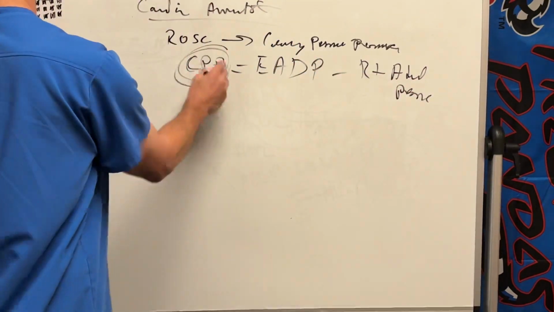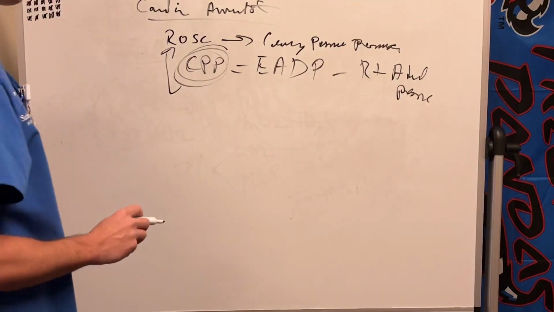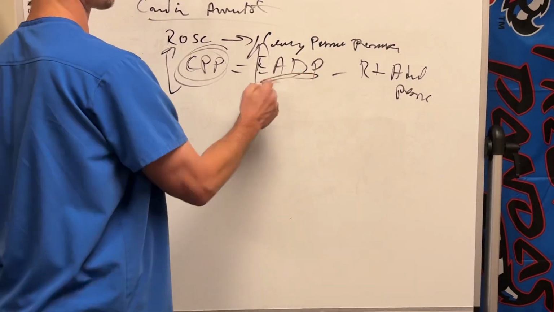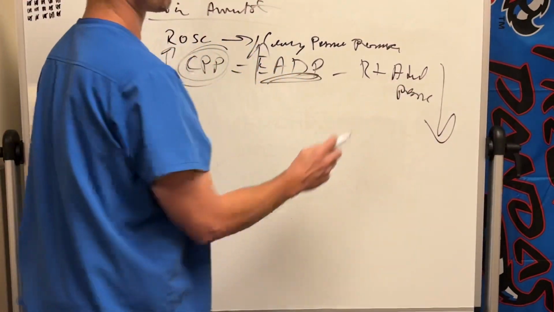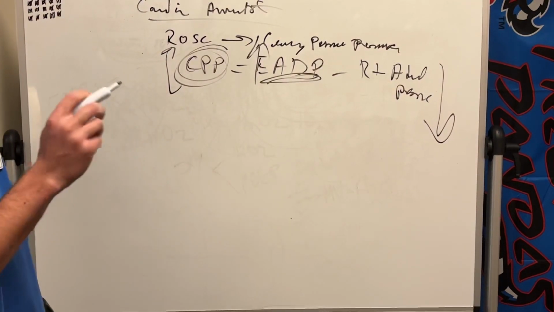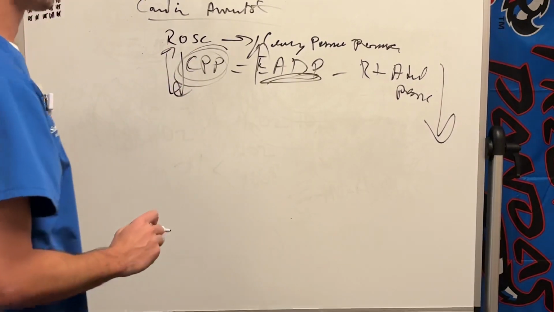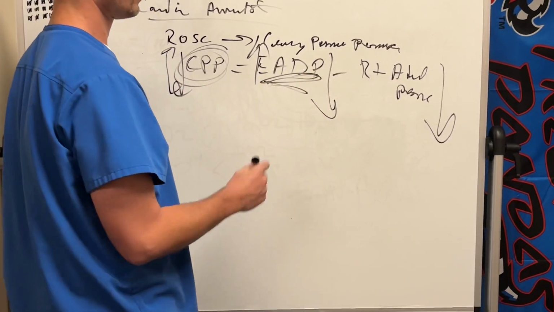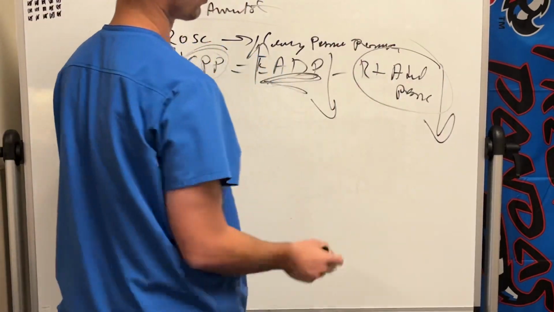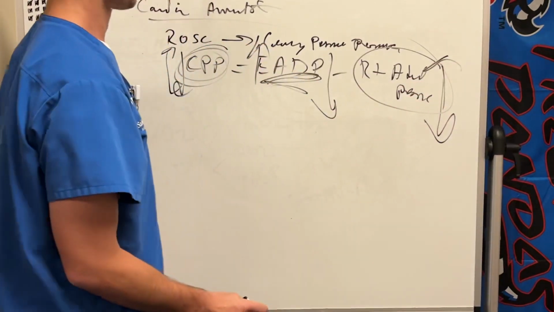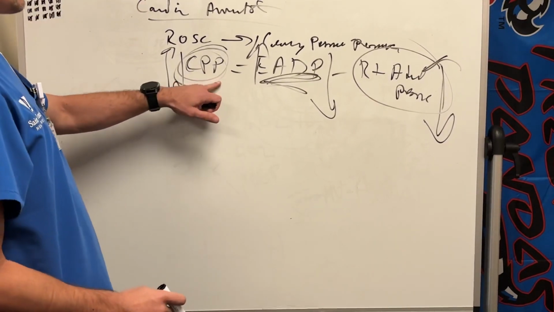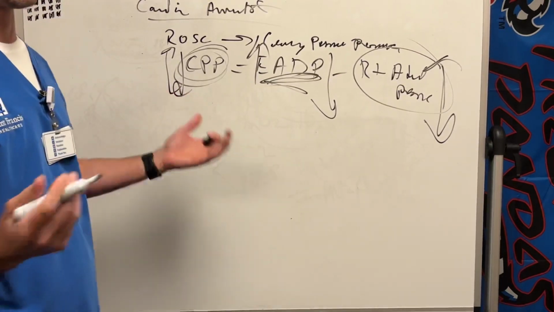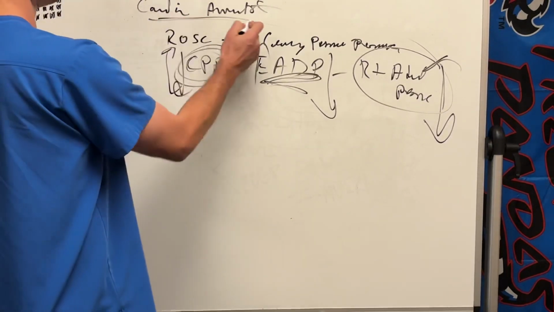So if you know that your coronary perfusion pressure determines whether or not you get ROSC, then you know you need to raise your aortic end diastolic pressure and you need to lower your right atrial pressure. So if you want to decrease your coronary perfusion pressure, that would be something that decreases your end aortic diastolic pressure, or something that increases your right atrial pressure. Remember, coronary perfusion pressure is just how much pressure, blood, is going down your coronaries, which is more likely to make your heart start beating again, especially after you're dead.